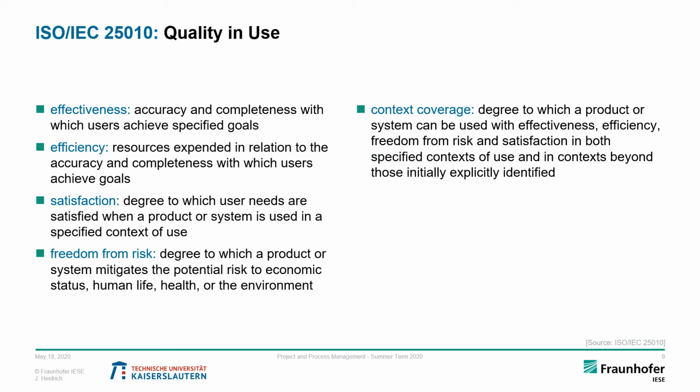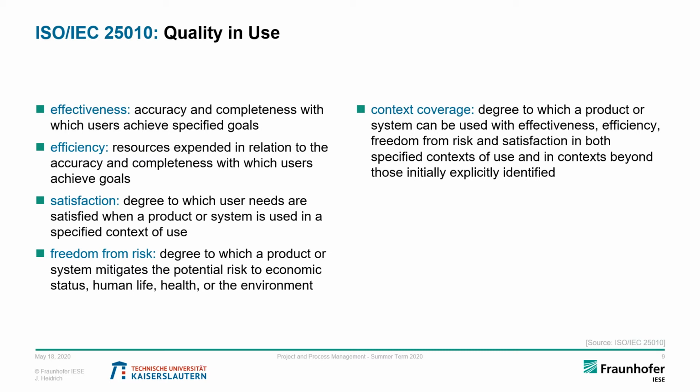Finally, here we have the quality aspects regarding quality in use. So first of all, the effectiveness, the accuracy and completeness with which users achieve specified goals. So this is basically how well or how good in terms of accuracy and completeness the users can achieve their goals with the software. Then the efficiency, it's how much resources are basically expended in relation to how good the software works.